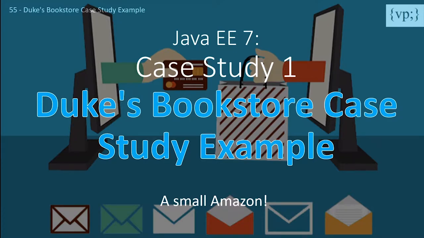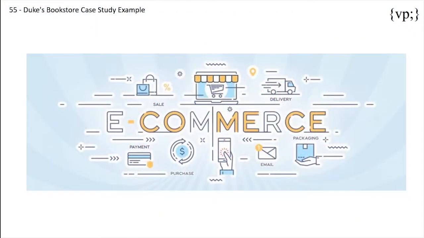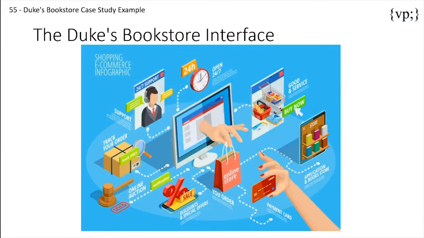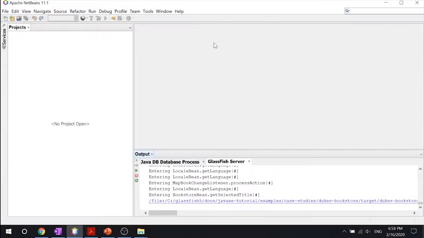So the Duke's Bookstore example is a simple e-commerce application that illustrates some of the more advanced features of JSF technology in combination with context and dependency injection for Java EE, Enterprise Beans, and the Java Persistence API. Users can select books from an image map, view the bookstore catalog, and purchase books. Now, you're gonna have to bear with me, this bookstore example is pretty complex, but I'll teach it in an easy to understand format.